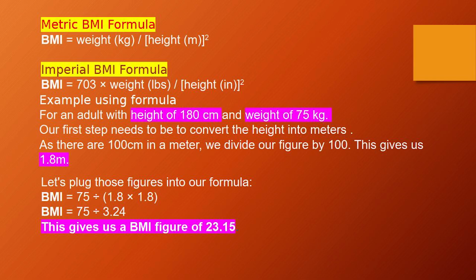So, what is the BMI formula? It says that you have to divide 75, that is the weight in kilograms, by height in meter square. That means 1.8 meter into 1.8 meter, that comes to 3.24 meter square. So, you divide 75 by 3.24, and the BMI comes to 23.15. So, that is the way in which the BMI is calculated.